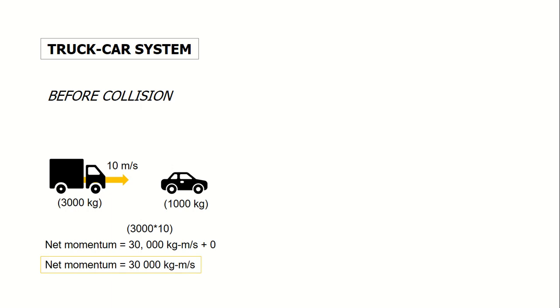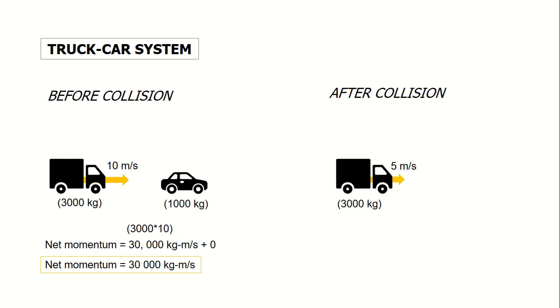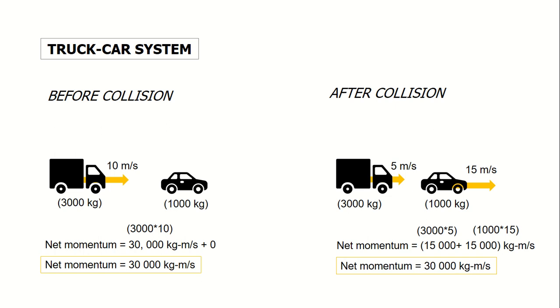If we treat this truck and the car as a system, the truck having a mass of 3,000 kilograms and moving at 10 meters per second towards a 1,000 kilogram car that is at rest, the total momentum is 30,000 kilogram meters per second before collision. After the collision, the truck moved at a lesser speed of 5 meters per second, while the car was propelled forward at 15 meters per second. The total momentum of the system is still 30,000 kilogram meters per second after the collision.